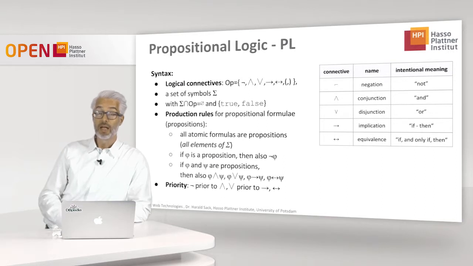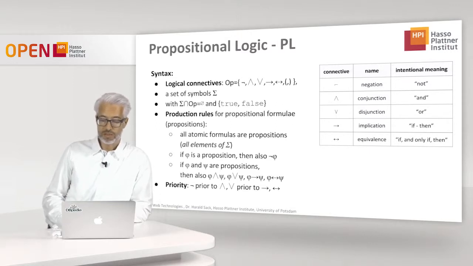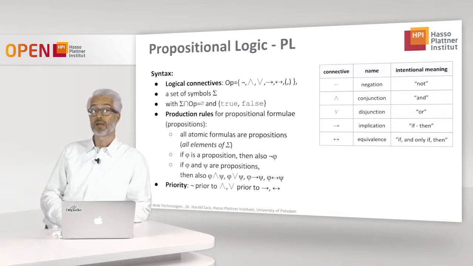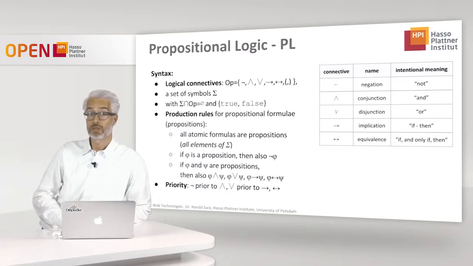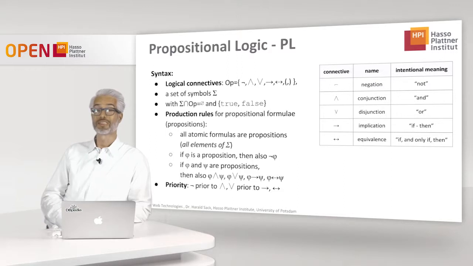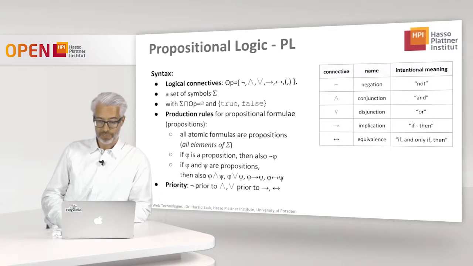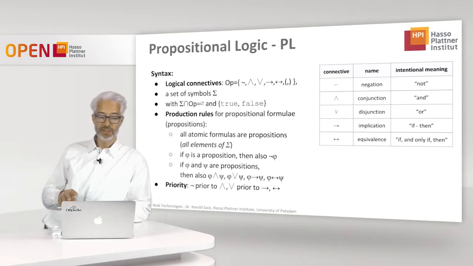Okay, first of all, let's have a look at the syntax. So we have a set of logical connectives. You see them here. We have the negation, the conjunction, the disjunction, implication, and the equivalence. These are the basic connectives that we have to consider in propositional logic. And the intended meaning of them is given here in natural language. So negation means not, conjunction means and, disjunction means or, implication means if, then, and equivalence means if and only if, then.